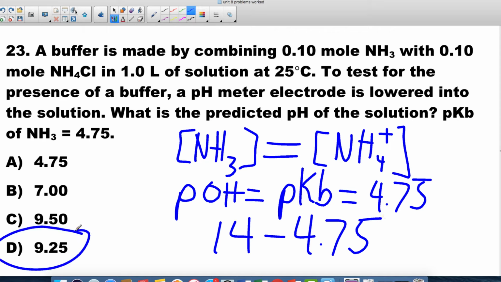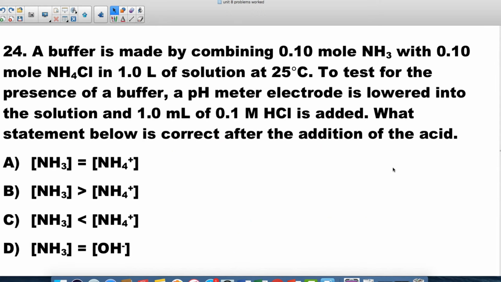Notice that there is a major distractor in the question of 4.75, trying to catch the students off guard. They report the pKb as being 4.75, and the students have to think of how pKb relates to pOH. Notice this is the same set of conditions as in number 23. We've got a buffered solution where the amount of NH3 is equal to the amount of NH4.